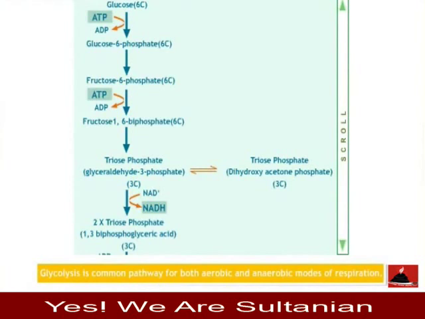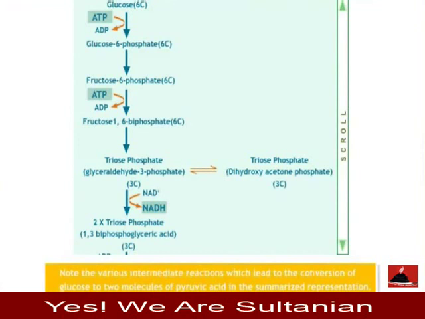Glycolysis. Glycolysis is a common pathway for both aerobic and anaerobic modes of respiration. In this process, glucose undergoes partial oxidation to form two molecules of pyruvic acid. The entire process of glycolysis occurs in the cytoplasm of the cell. Note the various intermediate reactions which lead to the conversion of glucose to two molecules of pyruvic acid in the summarized representation.